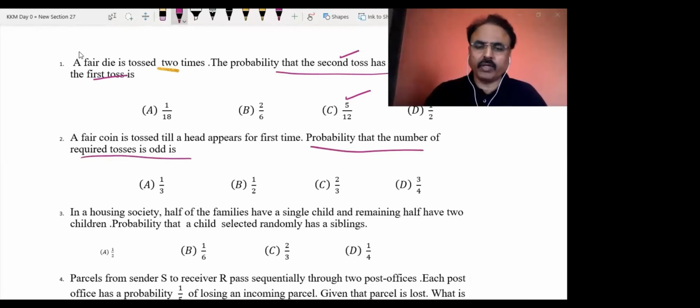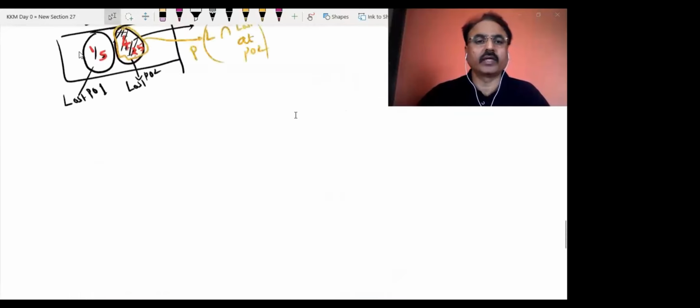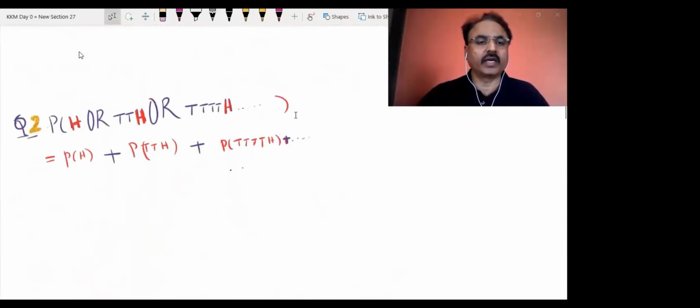The indirect meaning of this is, at the first toss, head may appear, or at the third toss. You want an odd number of tosses and it should happen. That is, head should happen for the first time at the first, third, fifth, seventh toss, and so on. Any number of possibilities. So let us see how we solve this. Here it is.